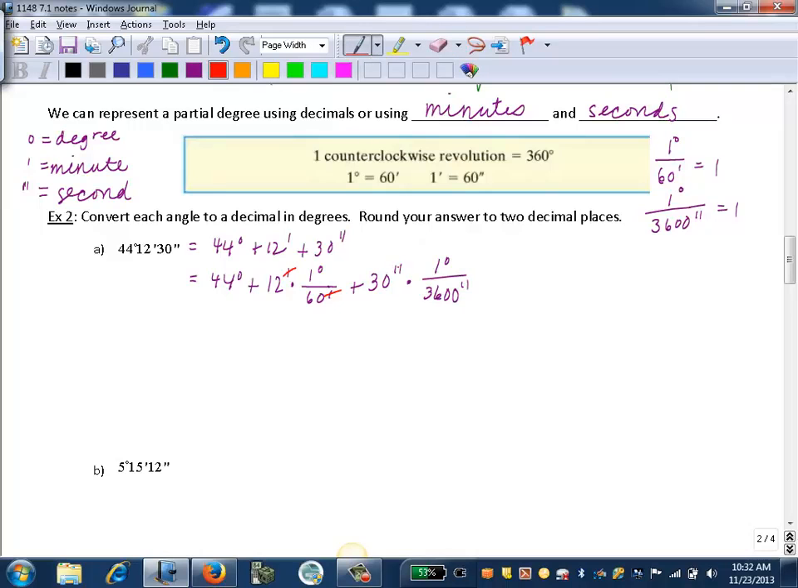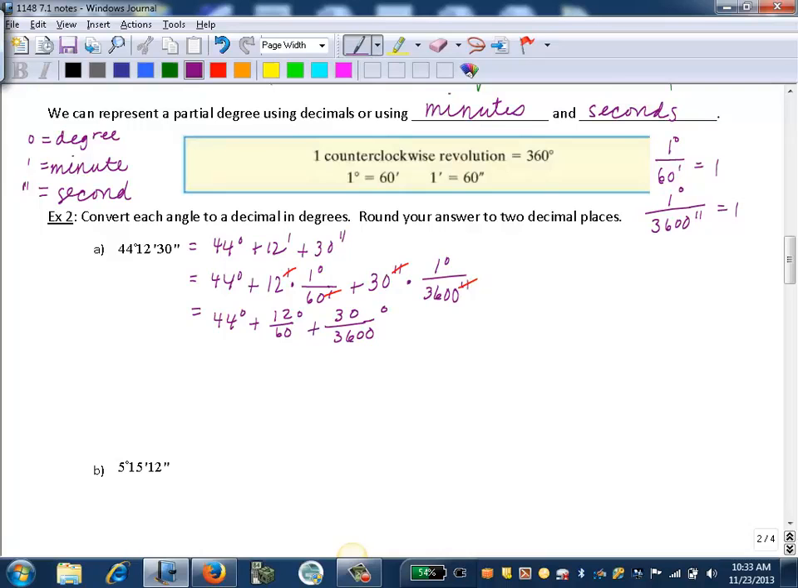And again, the reason we want to do that is now we've got seconds in the numerator and seconds in the denominator, and they can divide out, and now we're left with degrees. So we're converting these minutes into degrees and these seconds into degrees. So now we have 44 degrees plus 12/60 of a degree plus 30/3600ths of a degree.